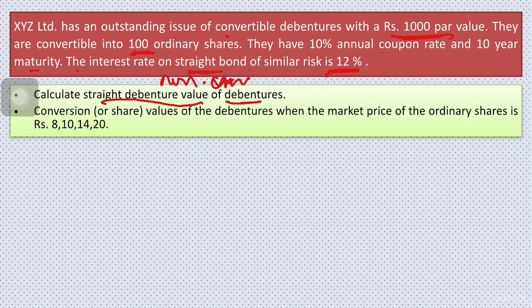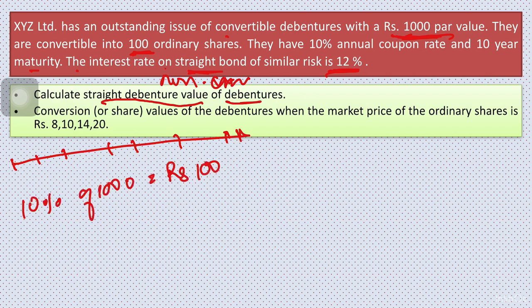Now the question says that for the 10 years, I'll be getting 10% interest on rupees 1000. This comes out to be 100. Every year for the next 10 years, I'll be getting 100 as interest. Agreed? But at the end of the 10th year, I'll be getting rupees 100 as well as rupees 1000, that is my principal amount. I will get back interest as well as the principal amount.